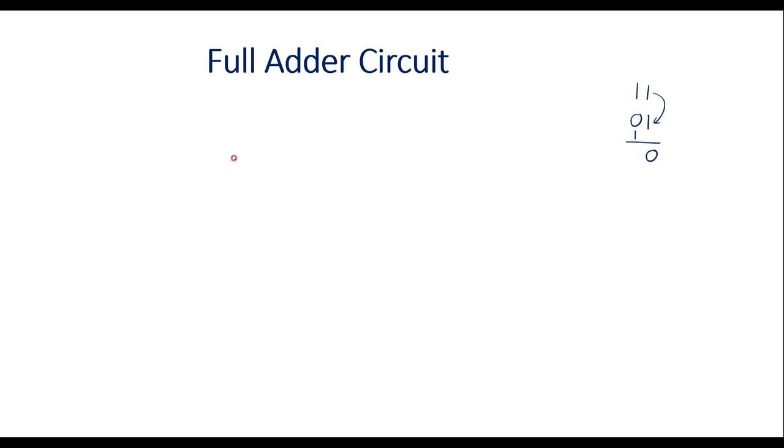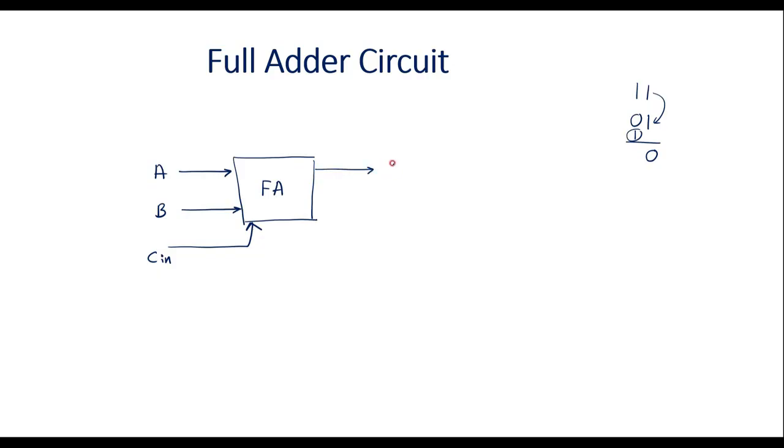Let me draw the block diagram of this. So we have a full adder. It has 3 inputs. Let me take A and B as inputs, and we have another input, say C in, that is the carry input. The carry input is generated by adding the previous bits. It produces two outputs, sum and carry. For sum I will use the variable sum, and for carry I will use the variable carry out.